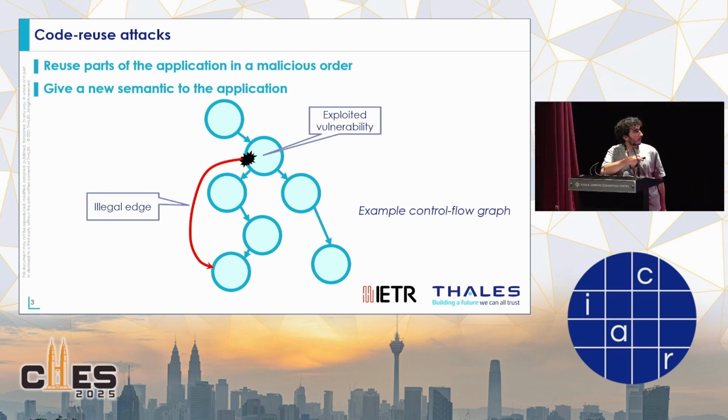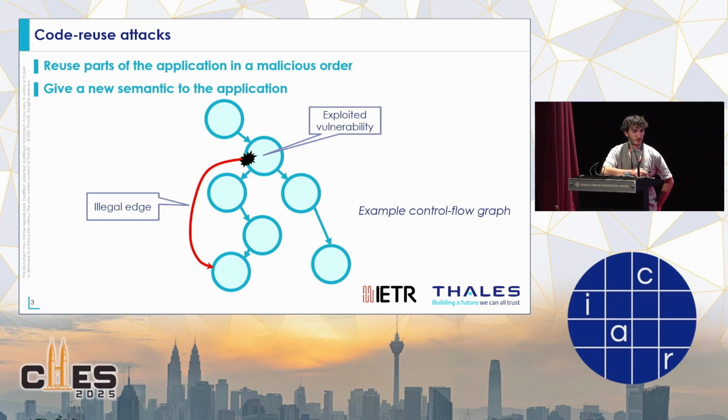And by using this first vulnerability, overwriting a pointer, and creating many of these illegal edges by chaining them through indirect jumps in the program, an attacker reuses parts of the applications with gadgets, so short snippets of instructions that end with jumps. And by chaining these many gadgets, they give a new semantic to the application, and that's what we call a code reuse attack.